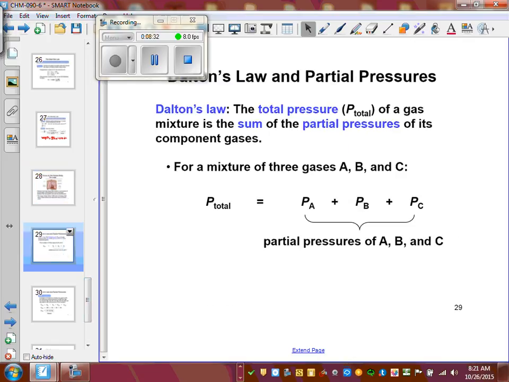The last of the gas laws is Dalton's law of partial pressures. His law states that the total pressure of a gas mixture is the sum of the partial pressures of its components. So if we have a mixture of 3 gases, A, B, and C, and each has its partial pressure, the pressure of the mixture is just the sum of the 3 pressures.